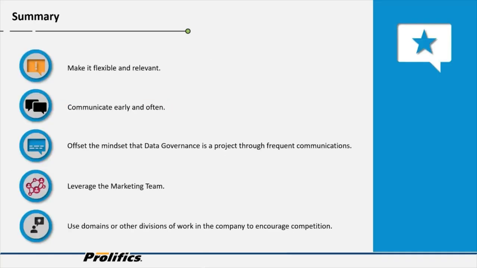All right, so make it flexible and relevant. Don't be sending out a report to somebody who's moved on, has a new job, and is no longer involved. Communicate often and early. I've got a problem with this data quality rule. I need people to help me. Make sure you offset that governance is not going to be a project. It is something that is continuous. It's a program. As your organization changes, it changes. Leverage your marketing team. I had my marketing team put these slides together. They look a lot better than what I could do. Next slide, please.